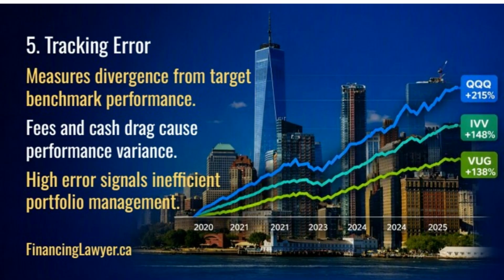A low tracking error demonstrates that fund managers are executing tight, highly optimized portfolio management that minimizes internal costs and closely mirrors the benchmark. A high tracking error indicates structural inefficiency, revealing that the fund is underperforming its stated objective beyond what can be explained by its expense ratio alone.